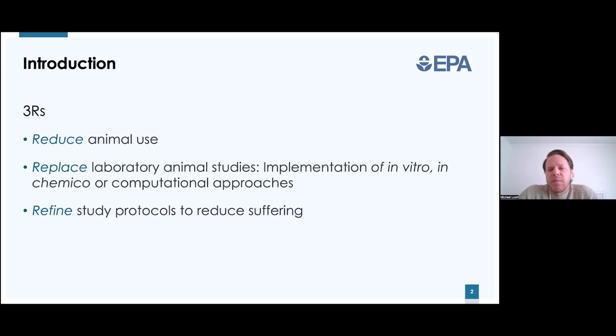So, for example, this might be the modification of an existing study design to lessen or avoid animal pain and distress, or it could mean simply requiring fewer individuals in the test. As many of you know, there are other R's that are important to our efforts as well, such as reproducibility, reliability, relevance, and regulatory context.